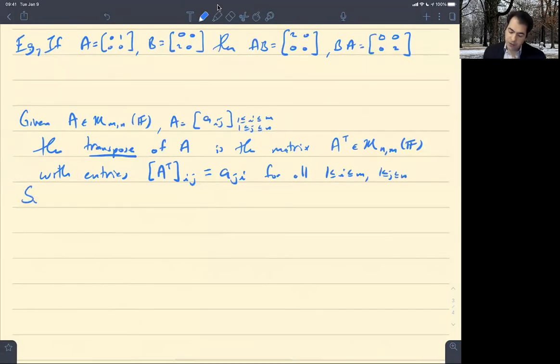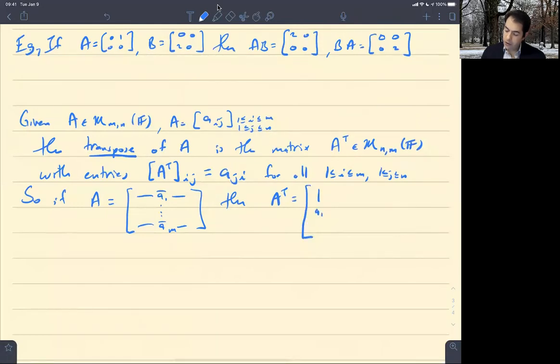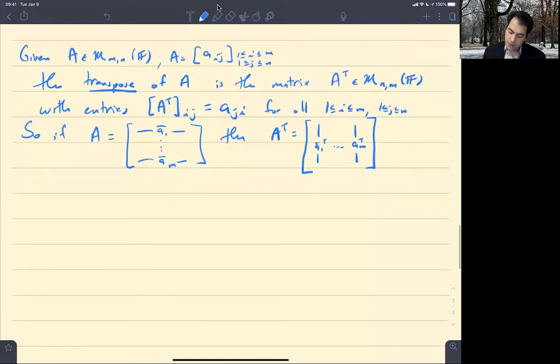Right, so another way of saying that is that if A is the matrix whose rows are A1 through Am, then A transpose is the matrix whose columns are A1 transpose through Am transpose. Right, so you just take the rows and you make them columns. Now note that if I transpose a matrix and then I transpose it again, I just get back the matrix I started with. Right, and that's really easy to see. You've just taken the rows, made them columns, and then made them rows again.